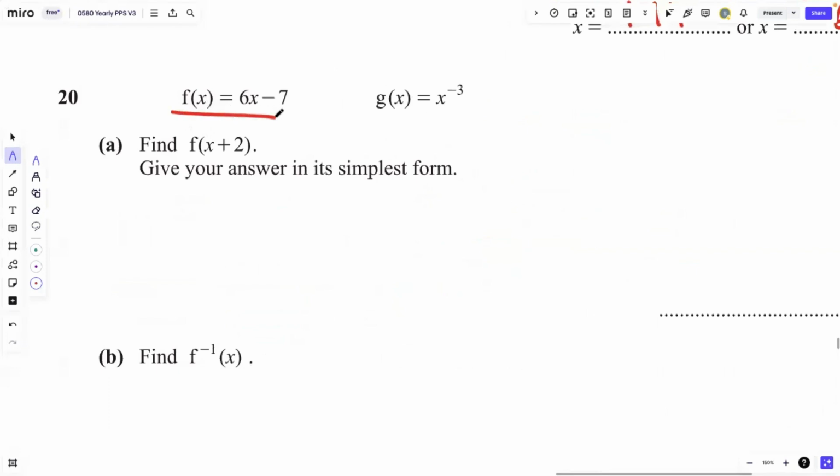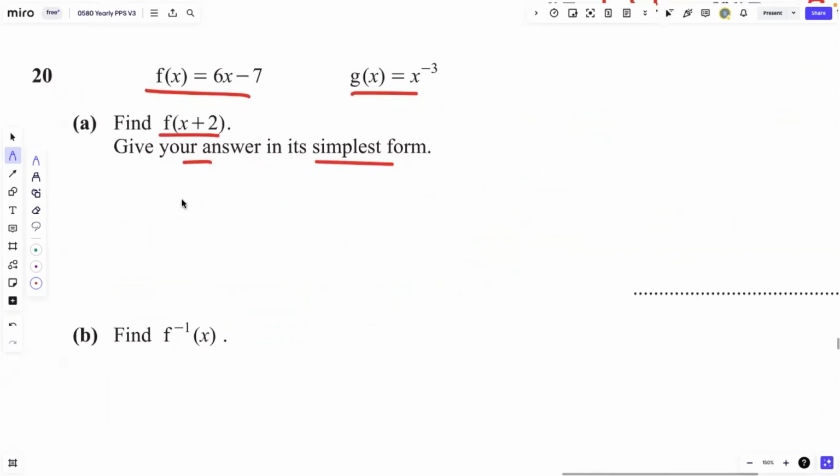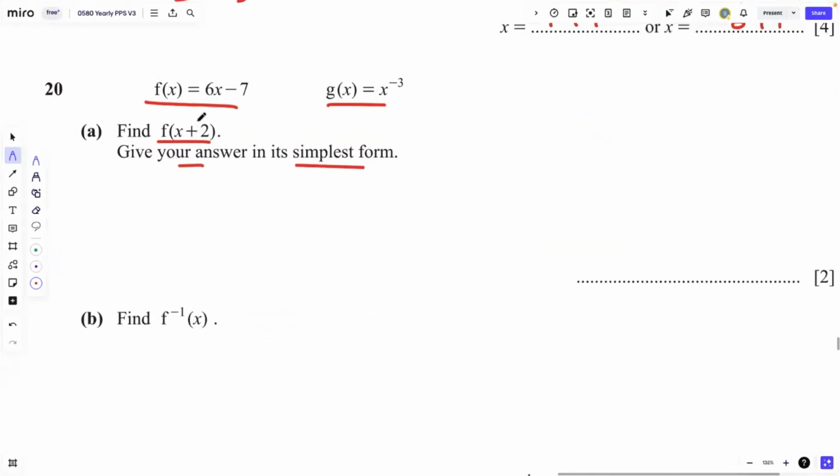Next, we have functions. f(x) is given, g(x) is given. We are supposed to find f(x plus 2). x plus 2 is your input. Give your answer in its simplest form. So you're just changing the input. Input is the part that's inside the bracket. When you change the input, it just changes accordingly or proportionately with x. So wherever you had x, the input would change to whatever the new input is.